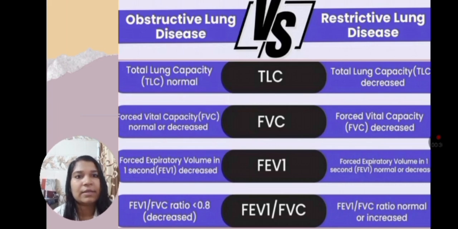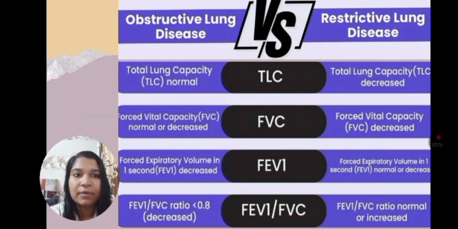The second is forced vital capacity. It is the total volume exhaled forcefully after full inspiration. It is normal or decreased in obstructive lung disease because some air is trapped, so there is less exhalation. The forced vital capacity is decreased in restrictive lung disease because there is a decreased lung capacity due to the limitation of chest expansion.